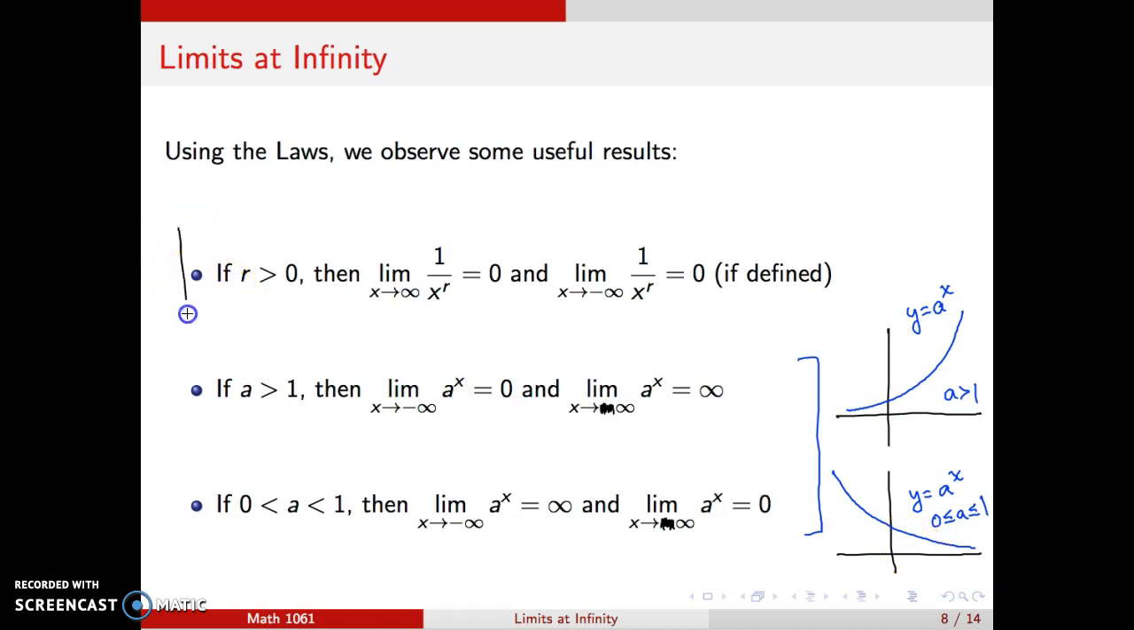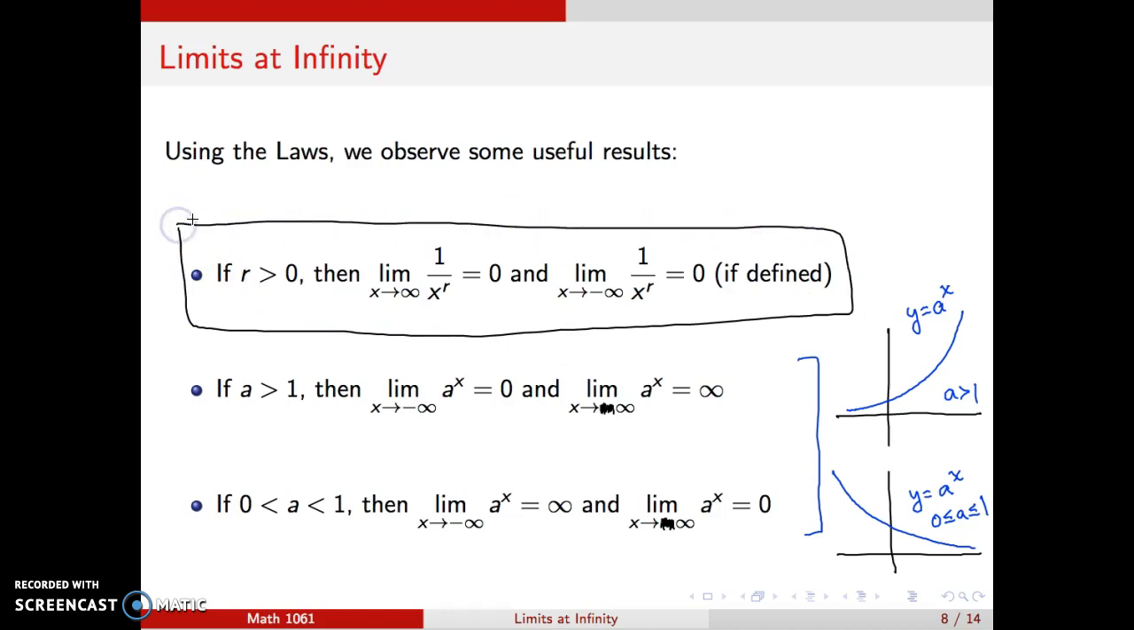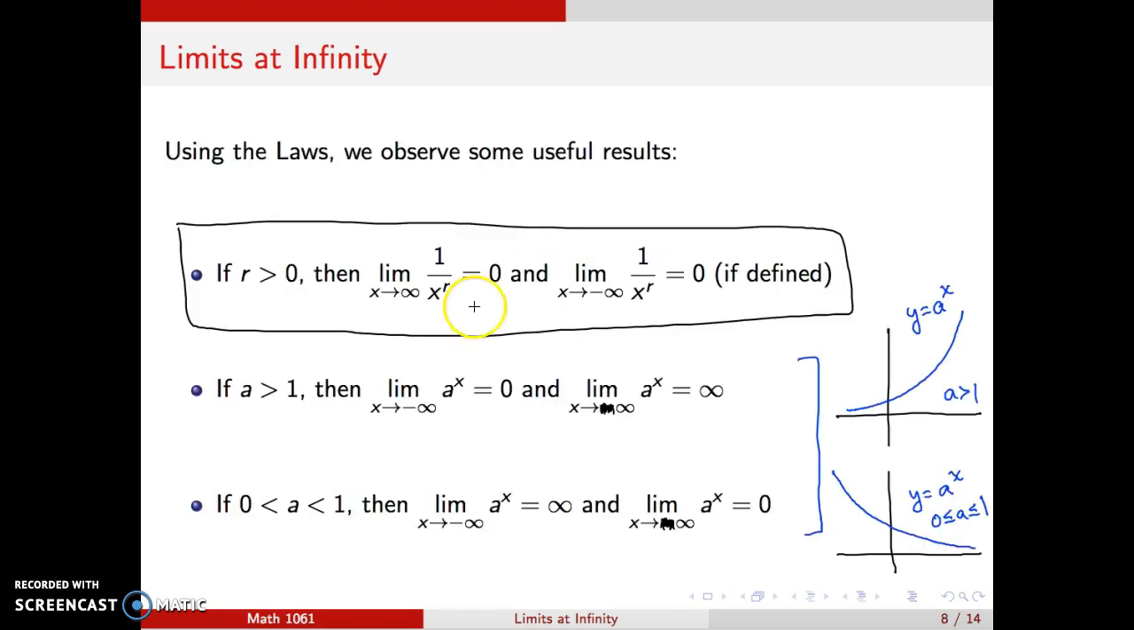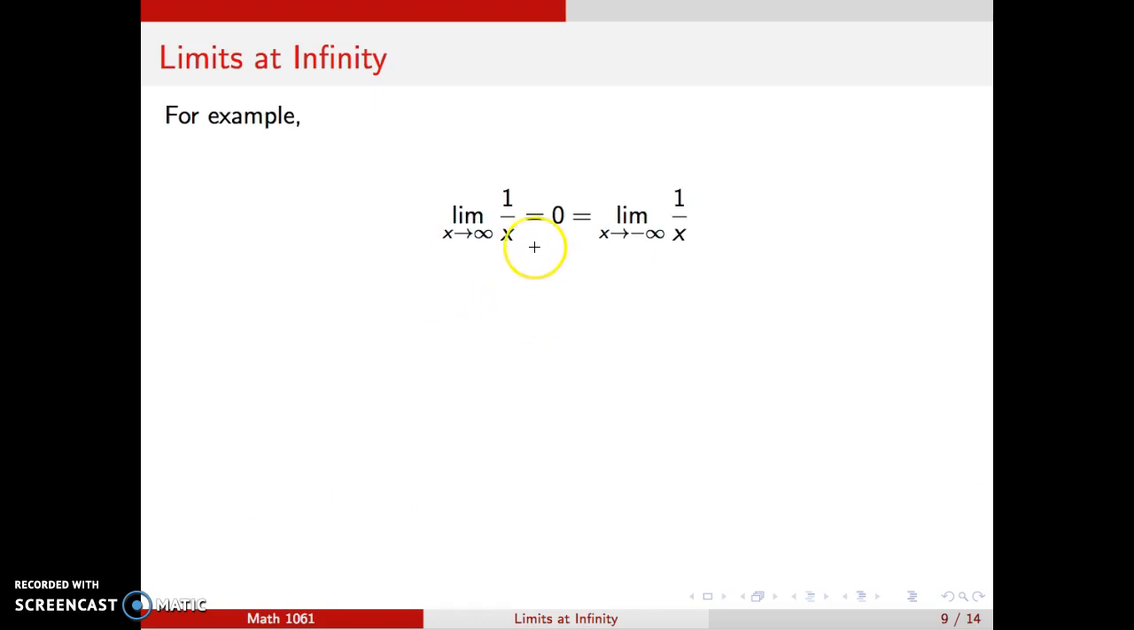But this one we use even a little bit more. So that's a really useful one. We'll see that when we get to some examples. And here's one. So, for example, this would be the case where, if you jump back, r equals 1. If r equals 1, the limit as x goes to infinity of 1 over x is 0.